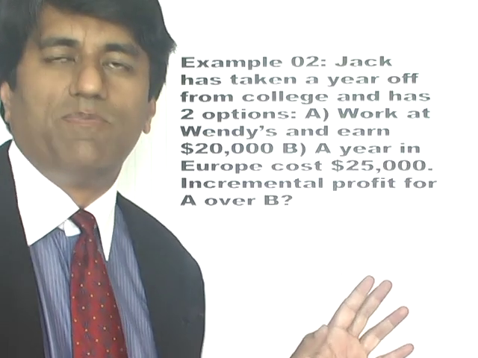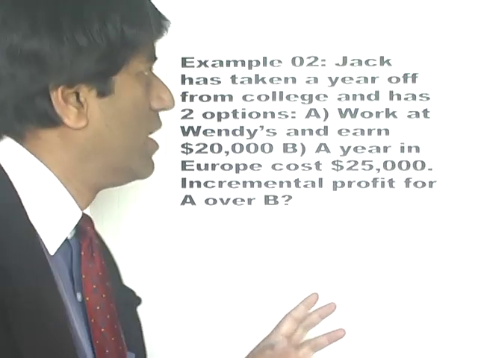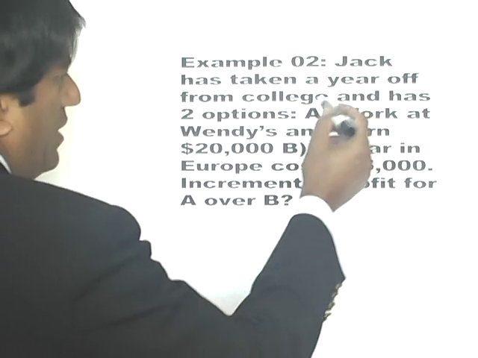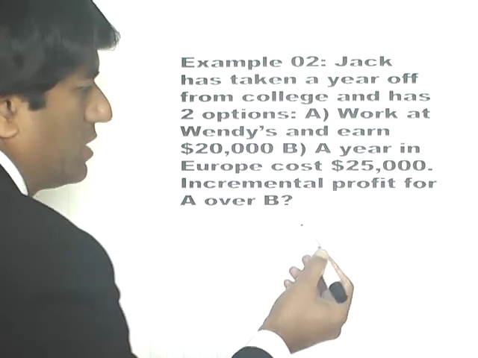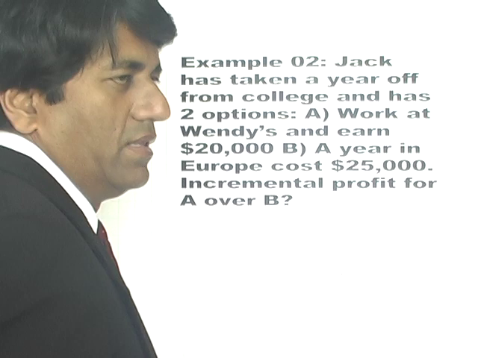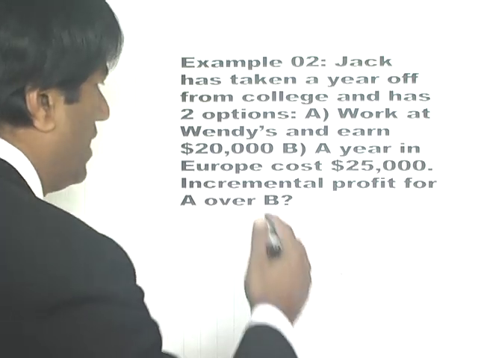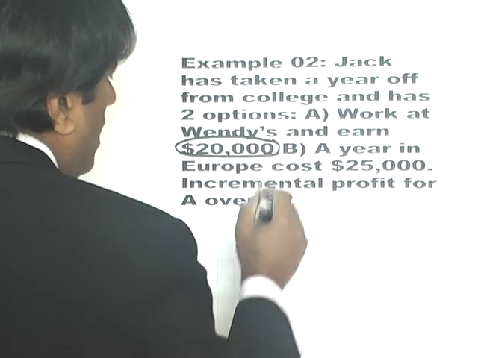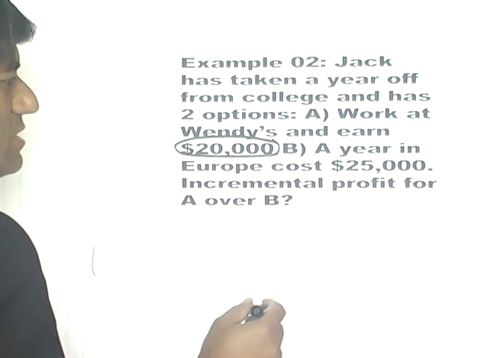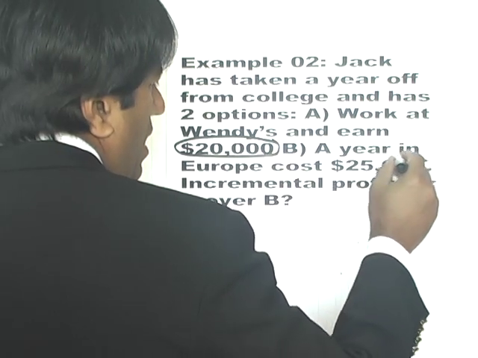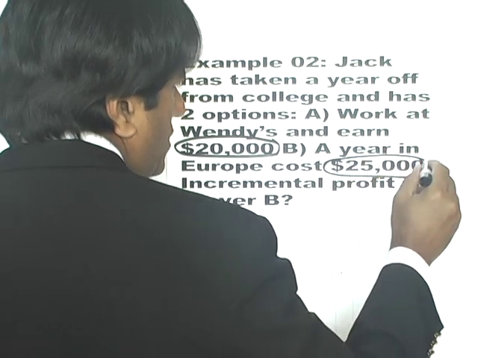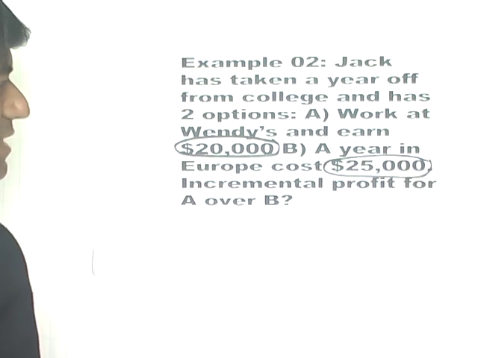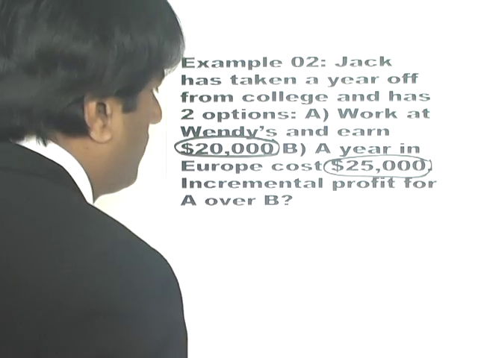Here we have an example of incremental analysis. Jack has taken a year off from college and has 2 options. He can either work, and he doesn't have his degree yet, so he's not going to earn a lot. He's going to get about $20,000. Or instead, he could go to Europe and spend the year there, and that's going to cost him $25,000.